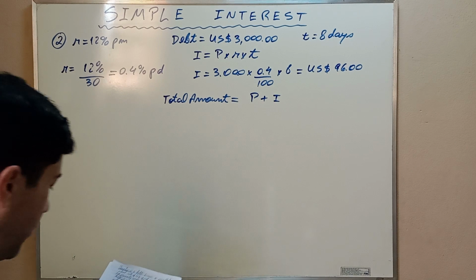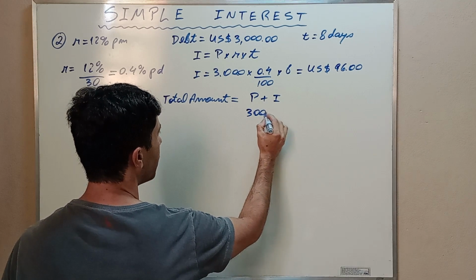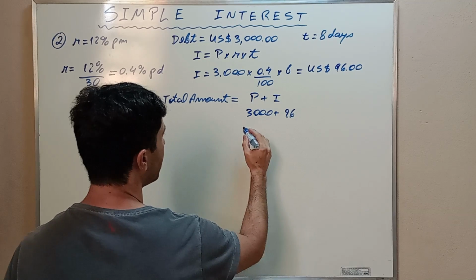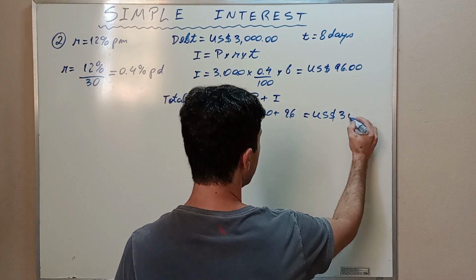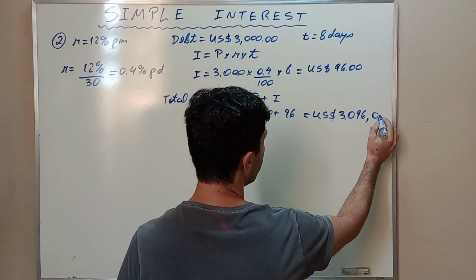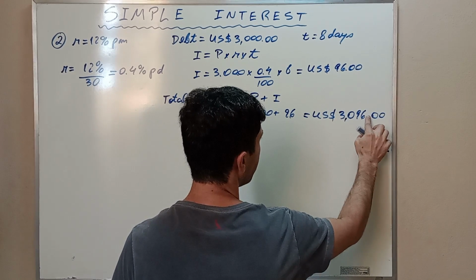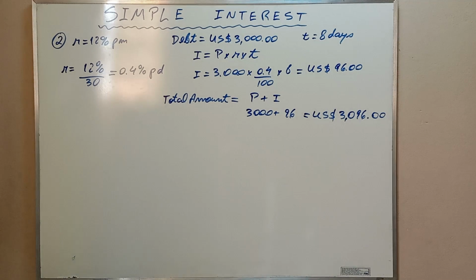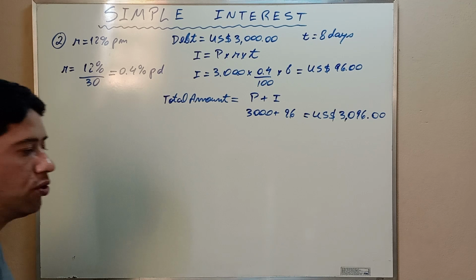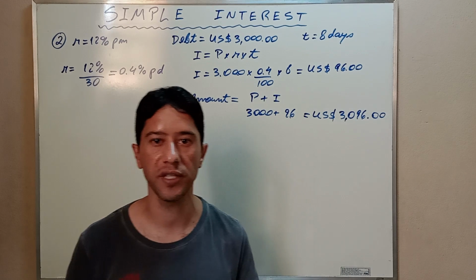All right, so the principal was 3,000 and the interest 96, and this is equal to $3,096. Therefore, the amount required to pay off the debt 8 days late is $3,096. Alright, my friends, this was exercise number 2. Let's go to the next. Let's go to exercise number 3.